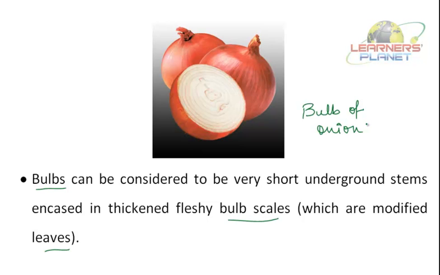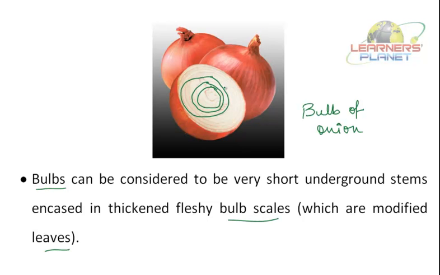Now here, as we discussed, bulbs can be considered to be very short underground stems. So here the scales serve as sites of food accumulation. And in the spring season, when a new plant shoots up from the center of the scale cluster, like this, it will draw its food from the scales. So in this way, bulbs consist of very short stems with closely packed leaves arranged in concentric circles. Here you can see the concentric circles.